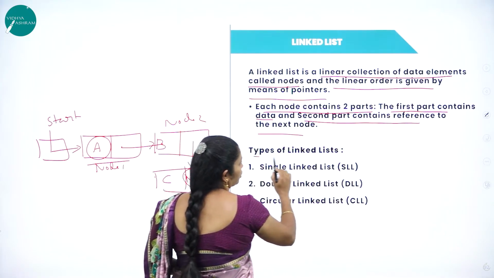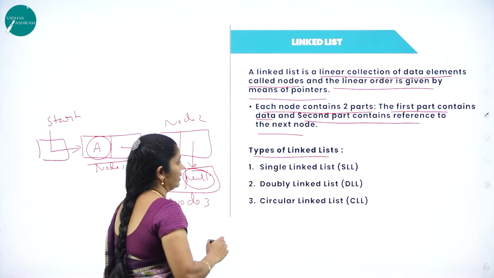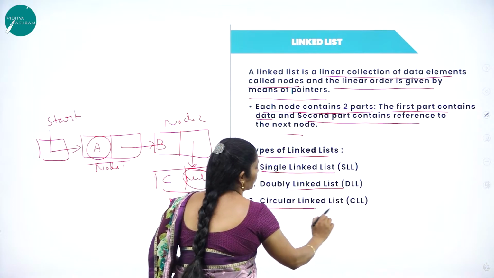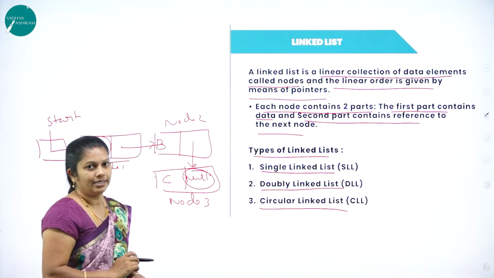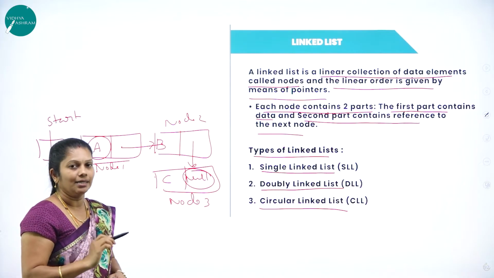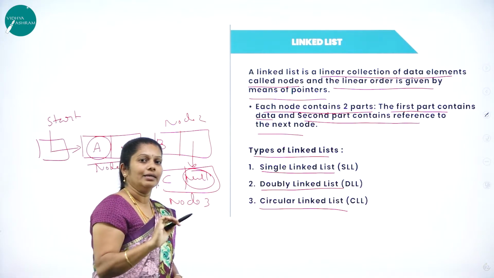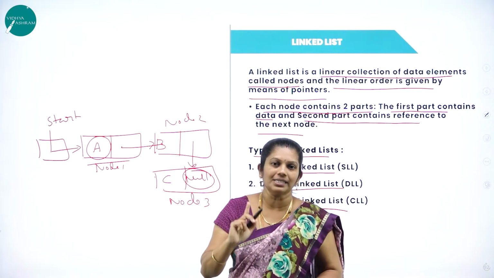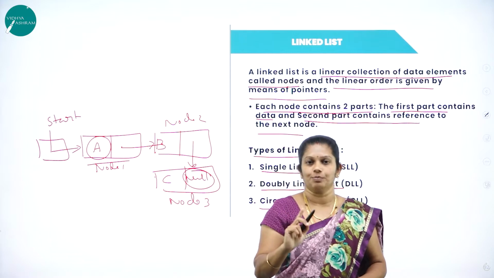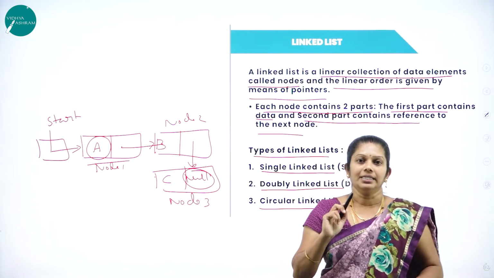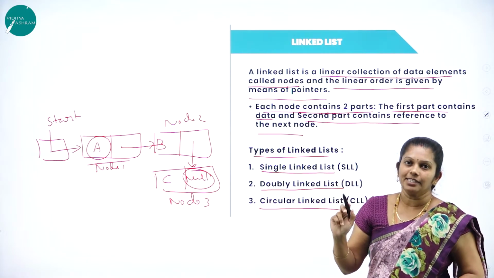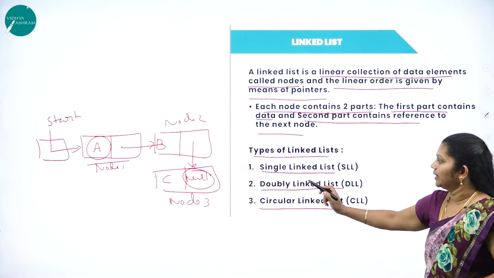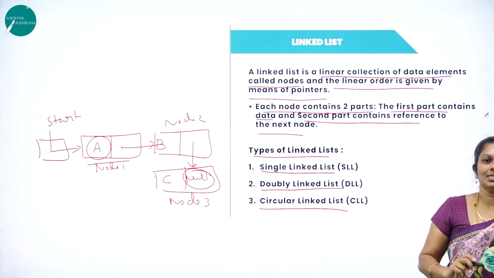When we come to types of linked list, there are three types: single linked list, doubly linked list, and circular linked list. What do you mean by a single linked list? First of all, a linked list is a collection of nodes, whereas each node contains two parts, the data part and the address part. The data part contains the actual data and the address part contains the address of the next node.